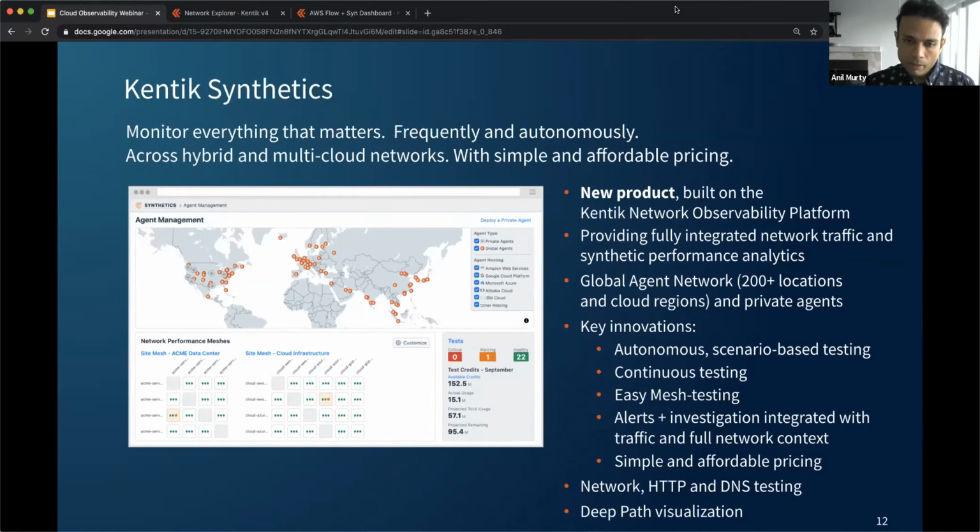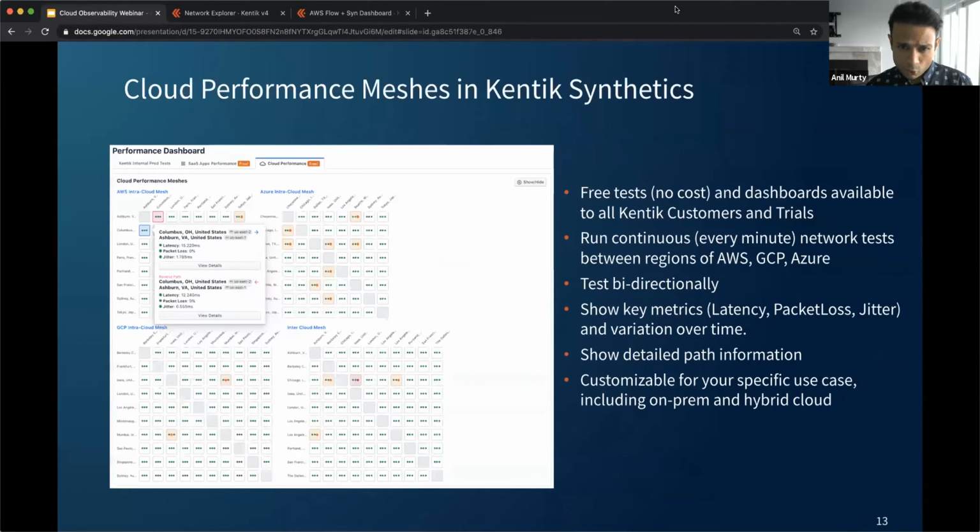I'll get into this a little bit in the demo, but specifically what I want to focus on today, given that we're talking about cloud, is the feature in our product called Cloud Performance Meshes. These are basically our attempt at providing more value to our customer base by creating a set of tests and making them free to all of our customers.